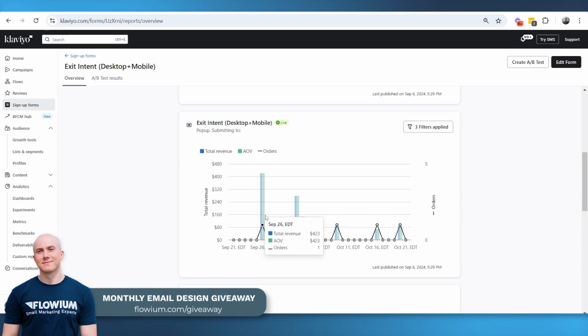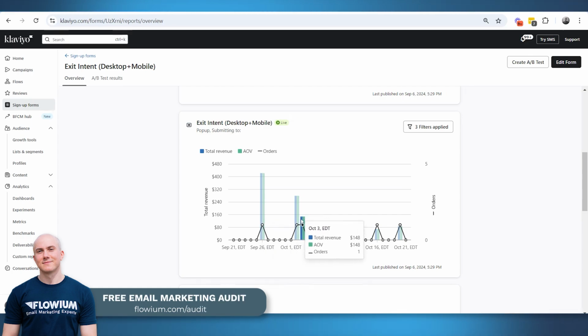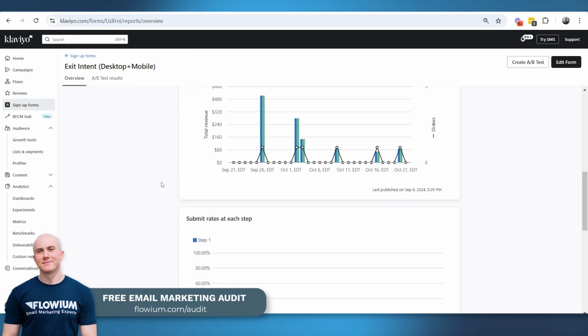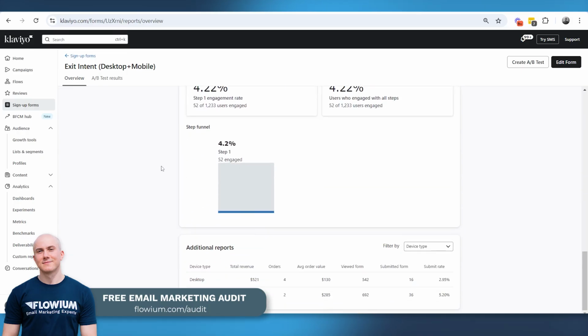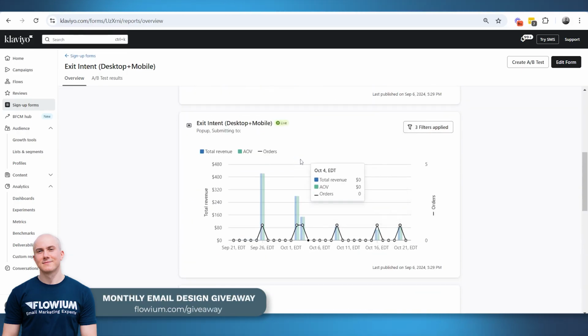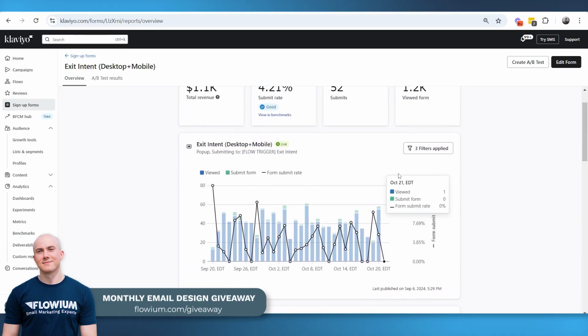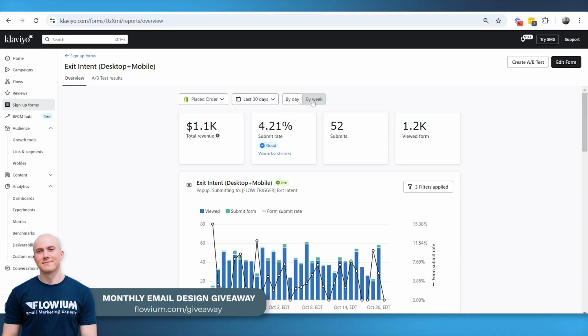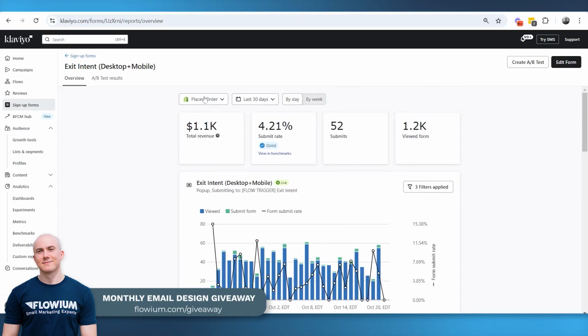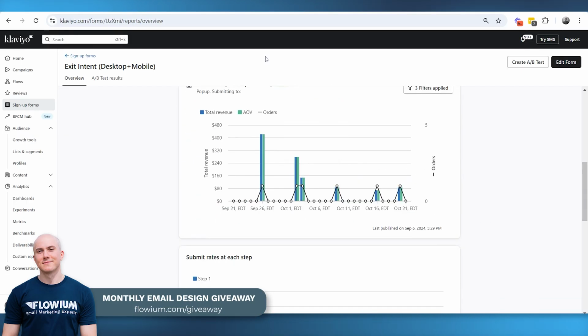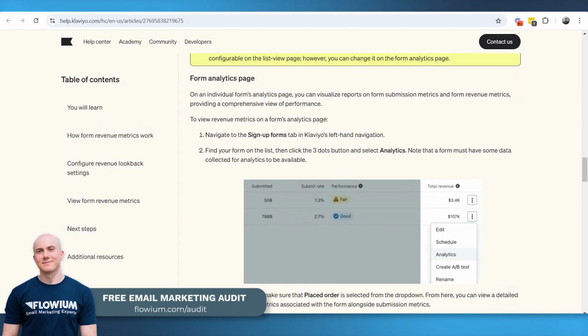So you see this is daily, one person bought. Most of the time it's one person buying, and it depends on how much they spend during that purchase. And then this is the submit rate. We can also do it by day or by week. Here, if it is not set to placed order and you want to see how many placed orders, you should make sure that you do that. But yeah, mostly that is where you can see more information about it.